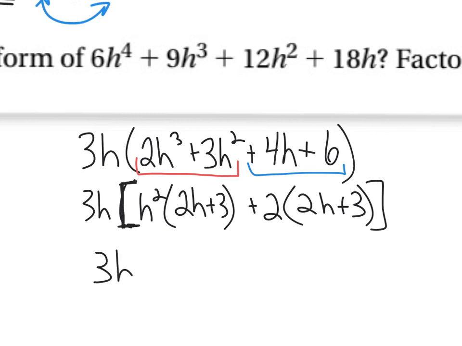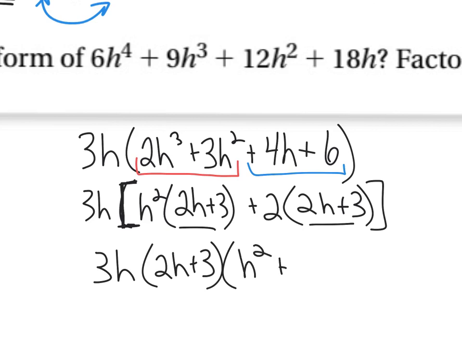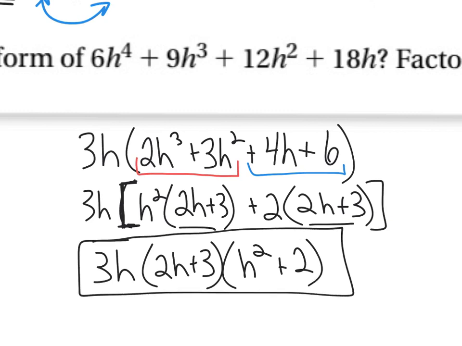So we have 3h out in front, and then out of these, we're going to say they both have a 2h plus 3. If we factor 2h plus 3 from both of those, that'll leave us with an h squared plus 2. So this would be our factored form for that problem.